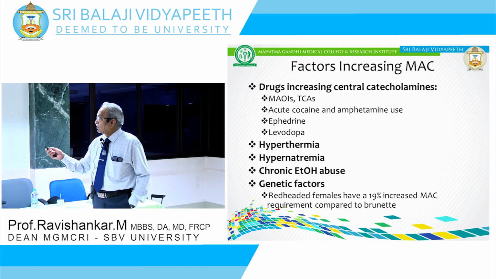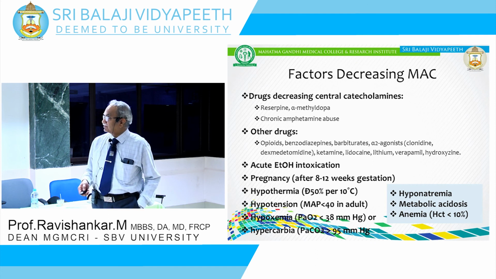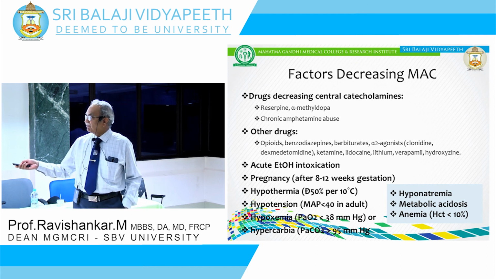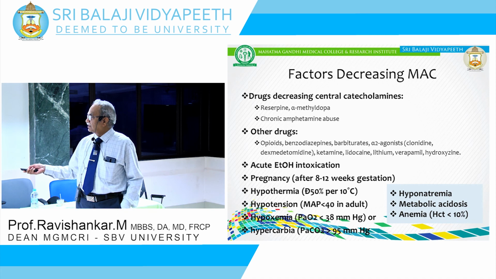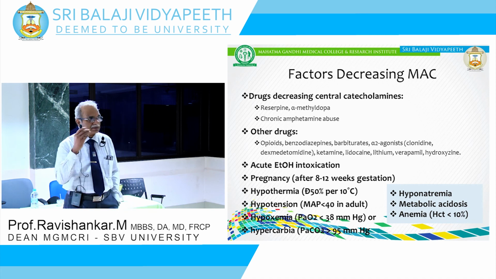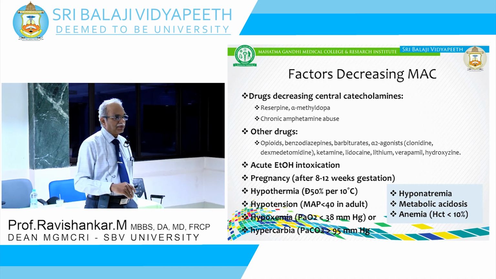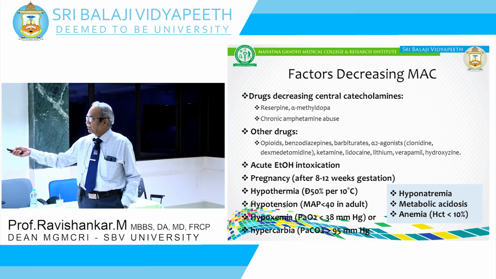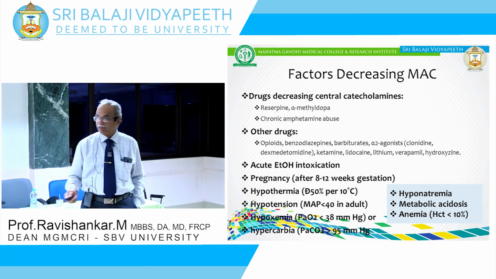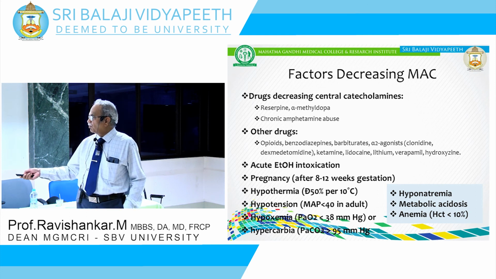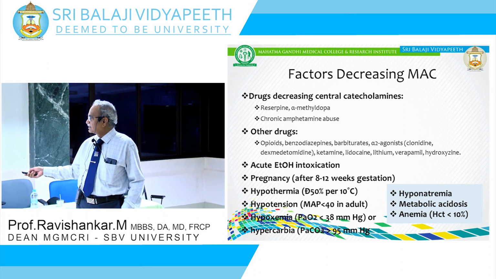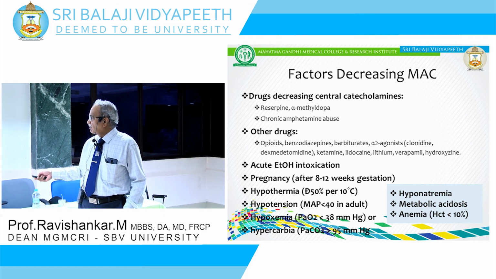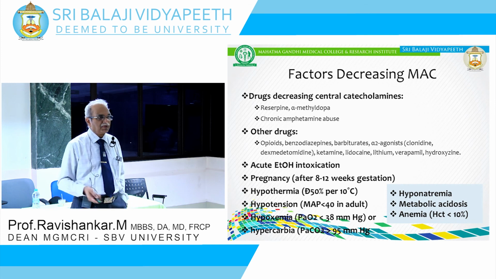Okay. Now, what are the factors that decrease? Again, the first thing that you look at is the drugs. The ones that reduce the adrenergic output all decrease the MAC. Methyldopa, reserpine, chronic amphetamine abuse, all of them reduce the MAC. And other drugs, opioids, benzodiazepines, barbiturates, alpha agonists, alpha 2 agonists, ketamine, all these agents reduce the requirement of MAC.